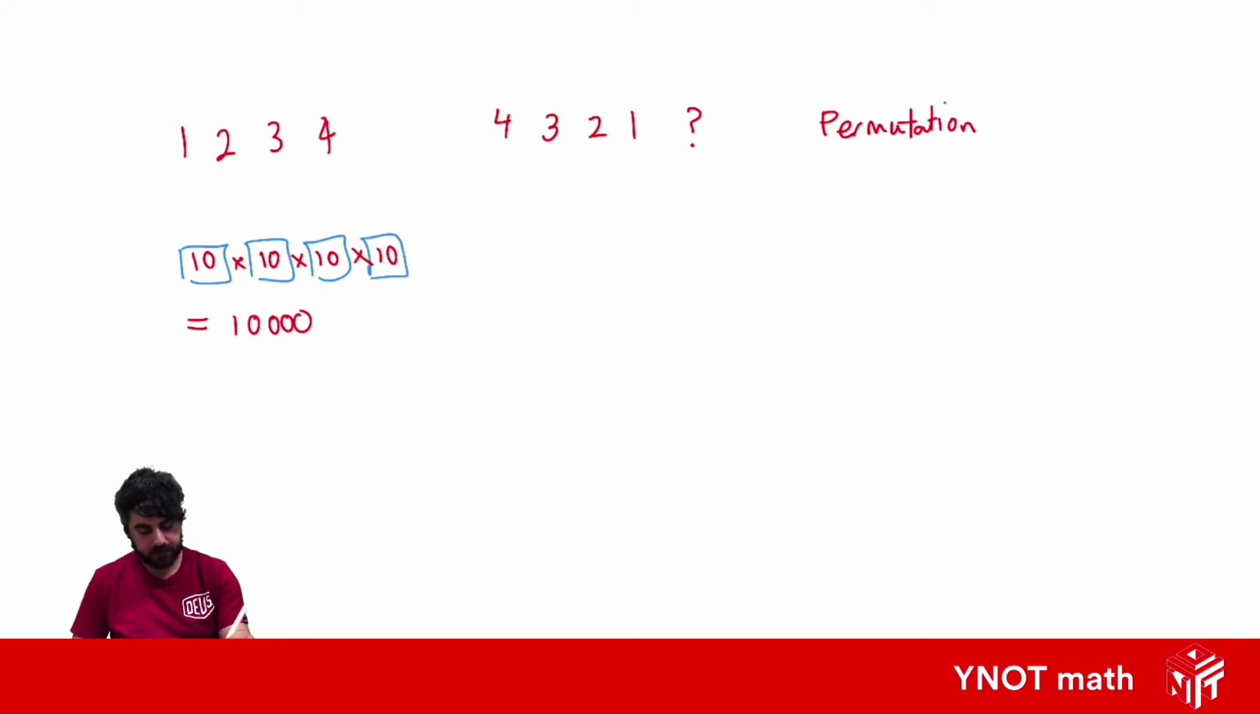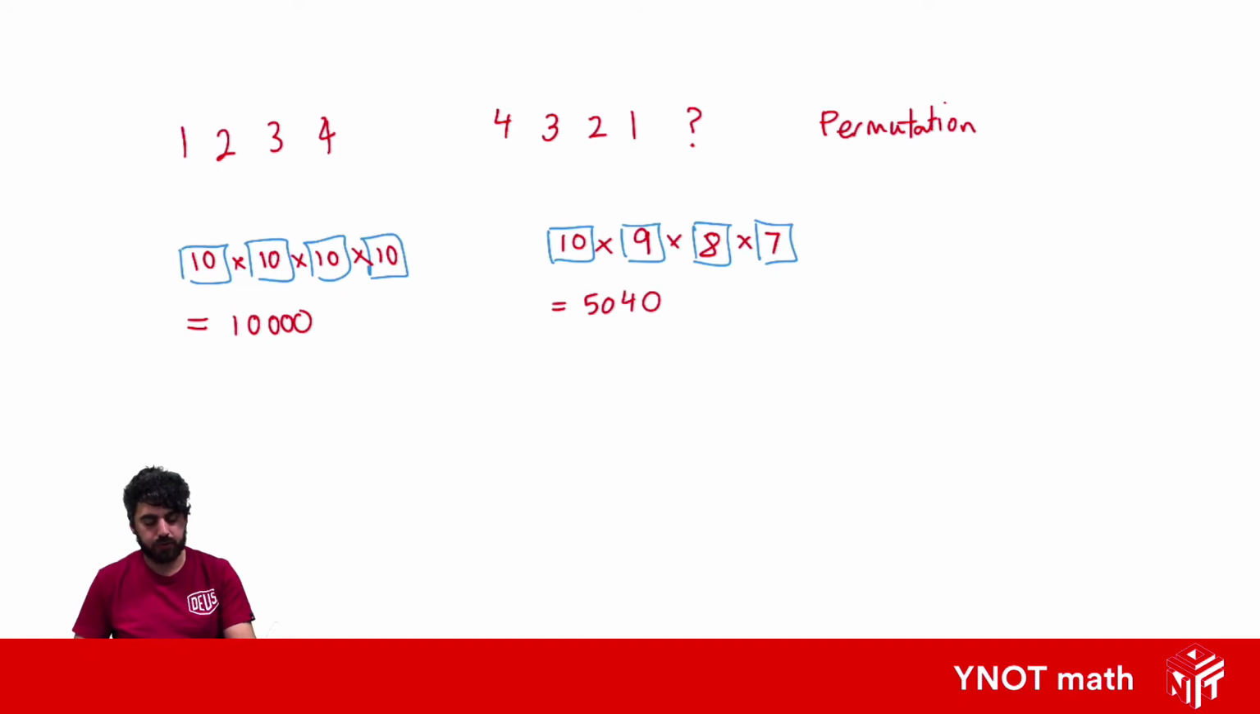Now, what if the digits were to not be repeated? Well, you'd have 10 options in the first one, followed by 9, then 8, and then 7. And timing all of those together is just going to give you 5,040 possible combinations for your passcode.